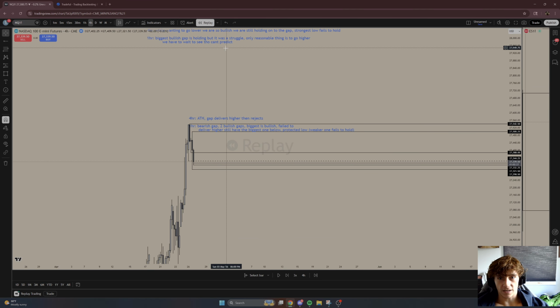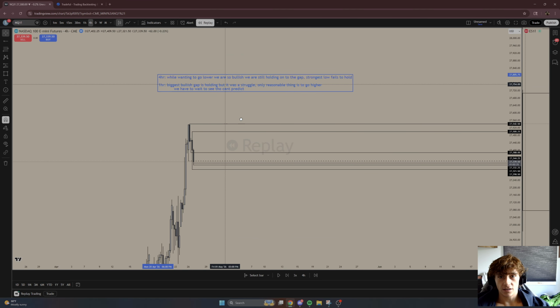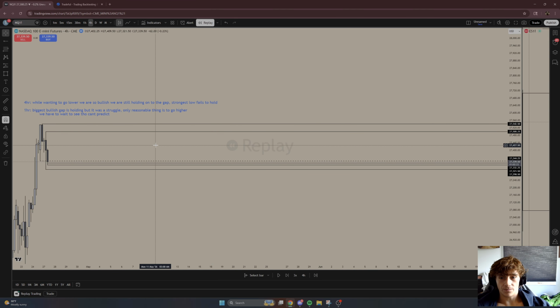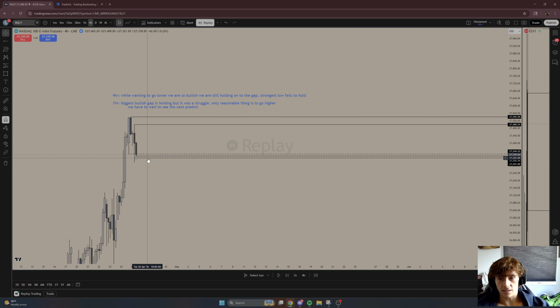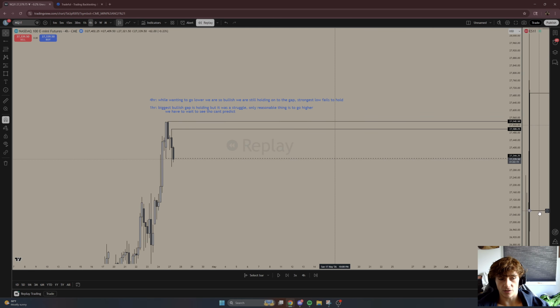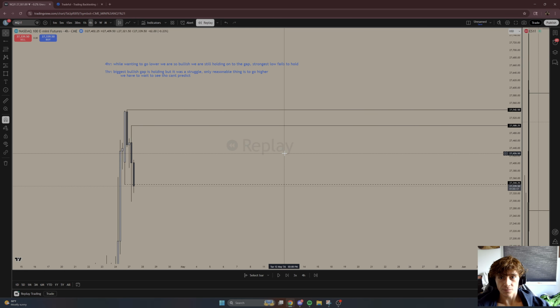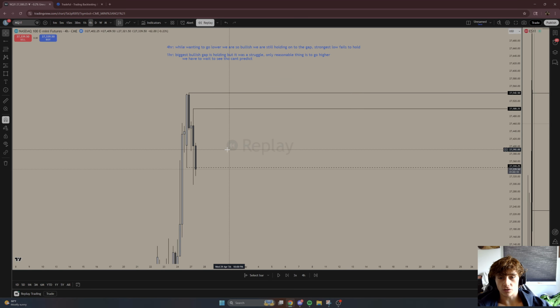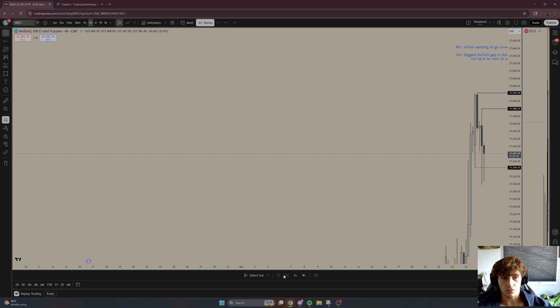But let's go back to high time frame and let's see what we see, right? So coming back up to the 4 hour, we can see while wanting to go lower, we are so bullish that we are still holding onto the gap. While it is a struggle, we obviously wanted to go down, right? We even sweep out a really protected low, but this gap is holding. Hang on, let me skip ahead a little bit more. Oh shit.